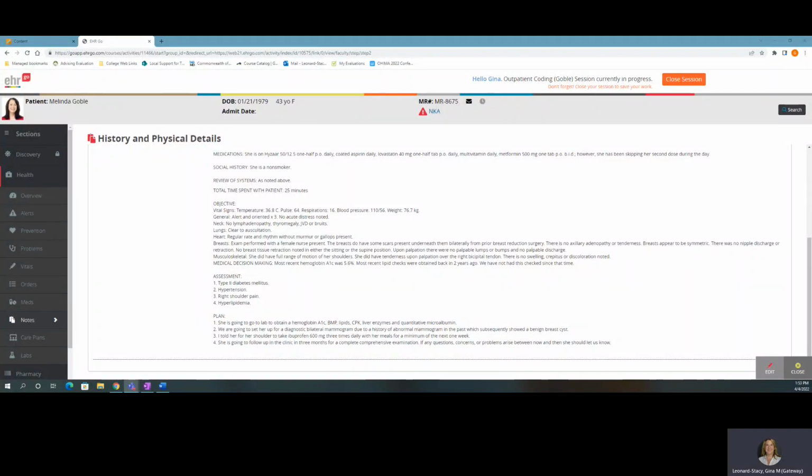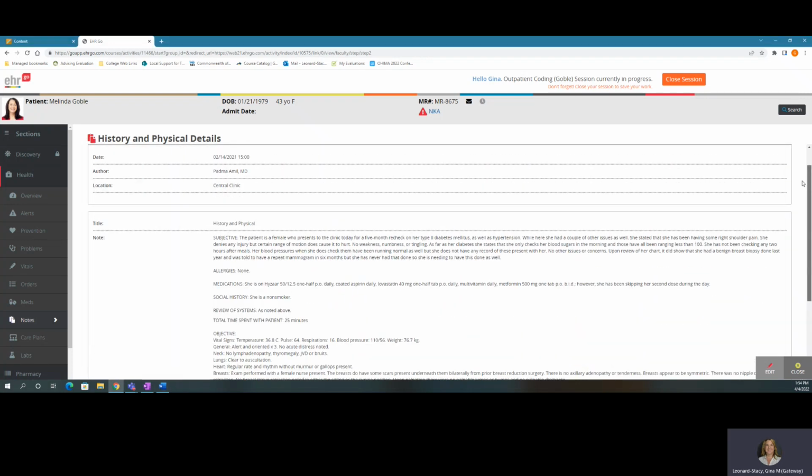All right, this is the solution for patient Melinda Goble. And the first diagnosis that I got for this patient is diabetes, E11.9. And I got that because it said here in the first line that she's coming back to the clinic today for a 5-month recheck for her type 2 diabetes and her hypertension.